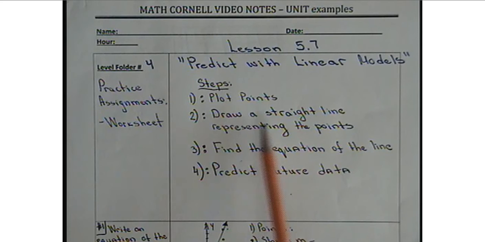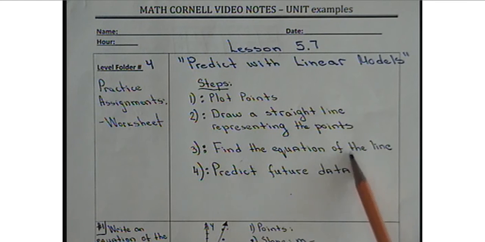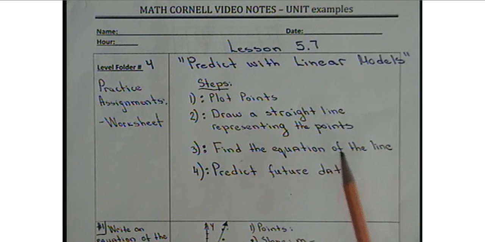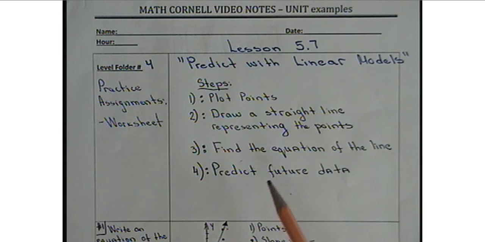Step 2, you're going to draw a straight line that represents the points, or the best fit line. Once you have the best fit line, and all of those are things we already discussed, you learned that in 5.6, then you're going to have to write the equation of the line. So pretty much all of those were steps from previous lessons, so you are familiar with this so far. The last thing, what this lesson is about, we're going to predict the future data. So how is that possible? Let's go ahead and apply the steps to solve some problems.